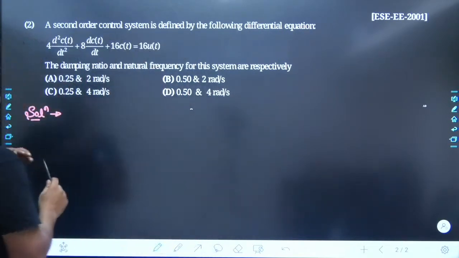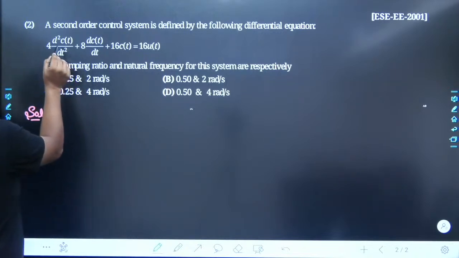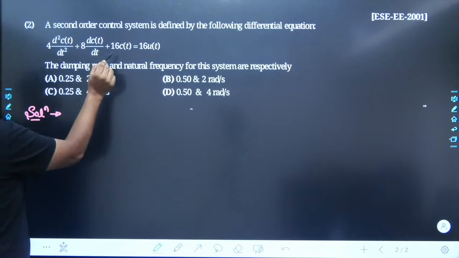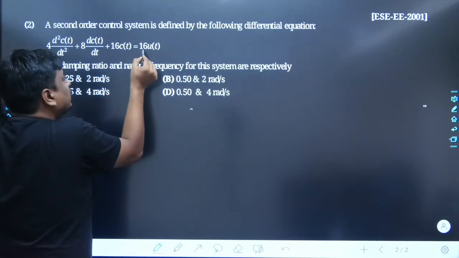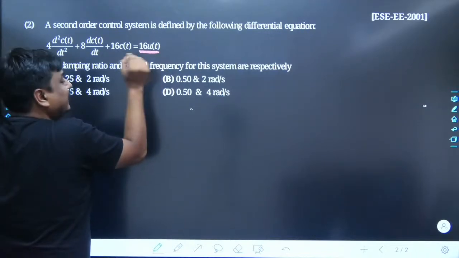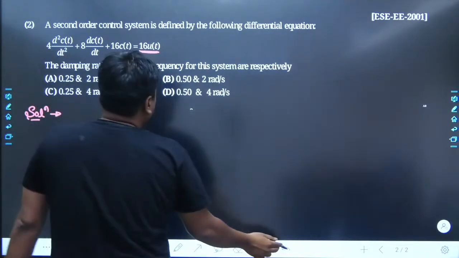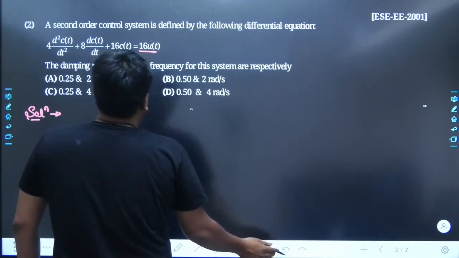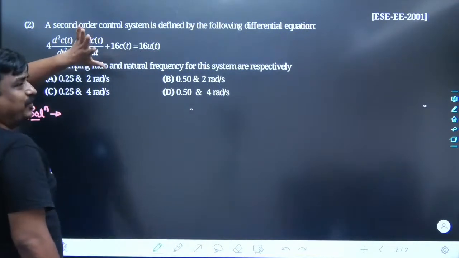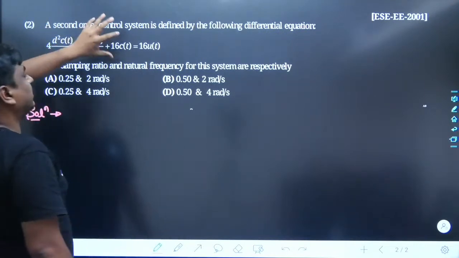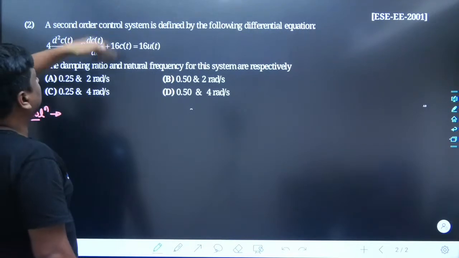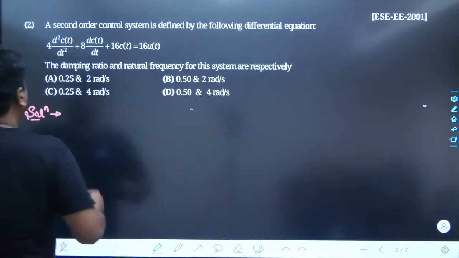So what can we do over here? What is C of t? Obviously C of t is the controlled output. And once you see this problem carefully, you will get to know that 16 u(t) is the input. So we are going to arrange this problem into the standard format first. The 4 is the common factor on the left hand side as well as the right hand side. So let me take out the common factor of 4 on both sides.